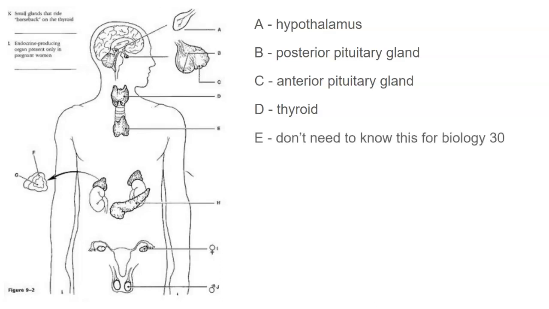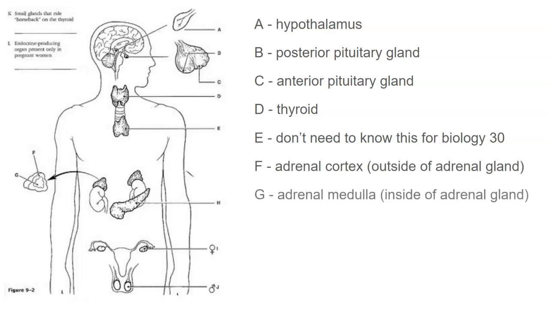And then below that, E in our diagram, we don't actually have to know. It's called the thymus, but you don't have to know it for Bio30. F in our diagram is pointing to the outside portion of our adrenal gland, and G is pointing to the inside. For Bio30, you don't have to know the words cortex and medulla. You can just call it the adrenal gland. It just, in this picture, separates them into two separate pieces. We don't have to know the difference between the two of them in Bio30.